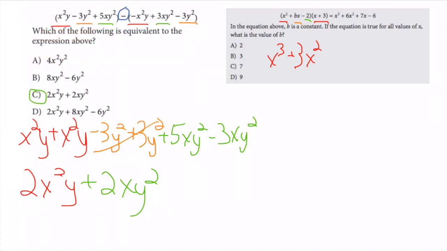Okay, so now I move to the next term. So I have bx times x, which is positive bx squared, plus 3bx, and then I have negative 2 times x, which is just negative 2x, and negative 2 times 3, which is negative 6.